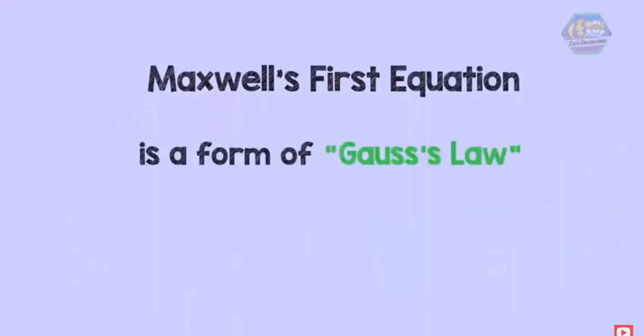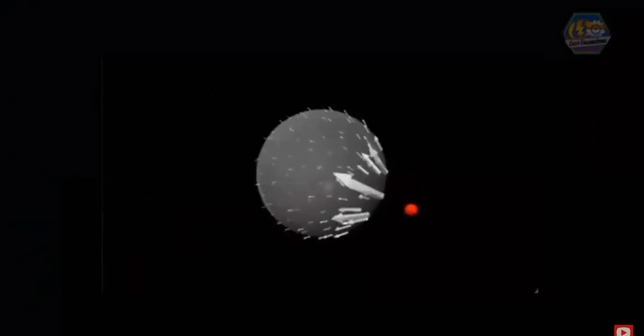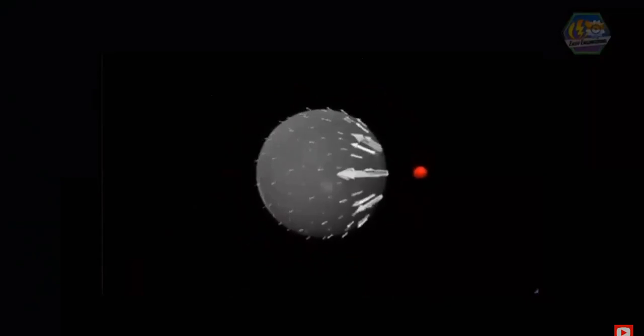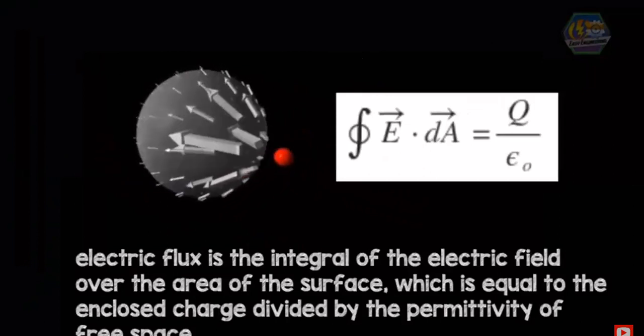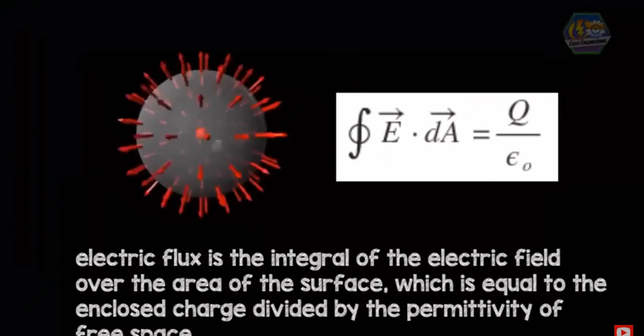Now, the Maxwell first equation is just a form of Gauss law. Maxwell's first equation states that the electric flux through a closed surface is proportional to the total charge enclosed by that surface. A closed surface, in this case, is just a surface of any shape that completely encloses a charge, like a sphere or any other three-dimensional shape. Mathematically, this equation says that electric flux is the integral of the electric field over the area of the surface, which is equal to the enclosed charge divided by the permittivity of free space.